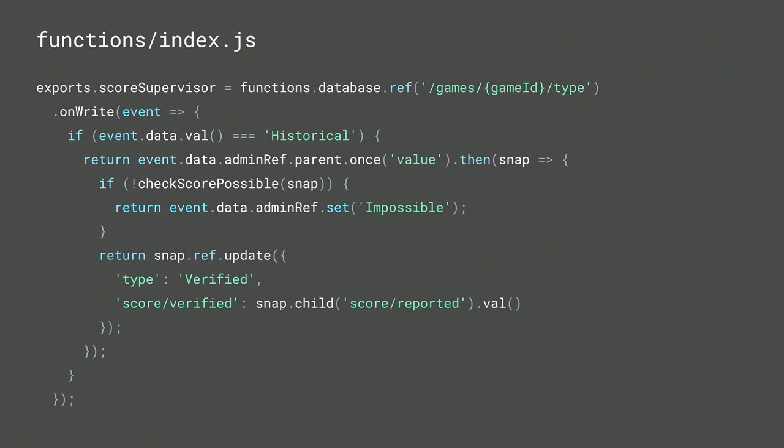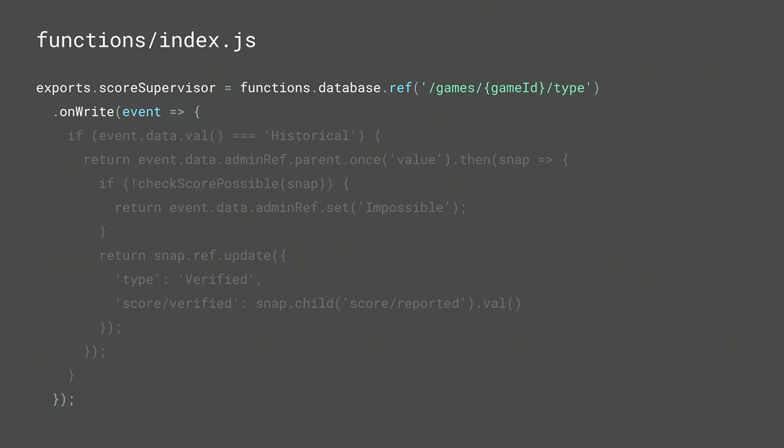To do this, we write a fairly short cloud function. We start with a basic database trigger. Here, we're listening to the game subnode in the real-time database.